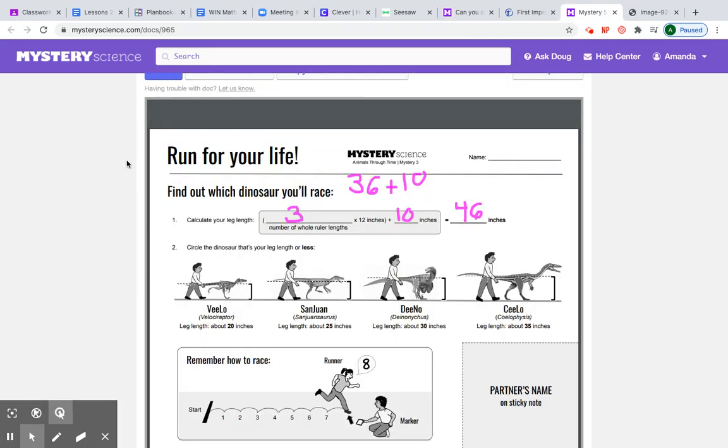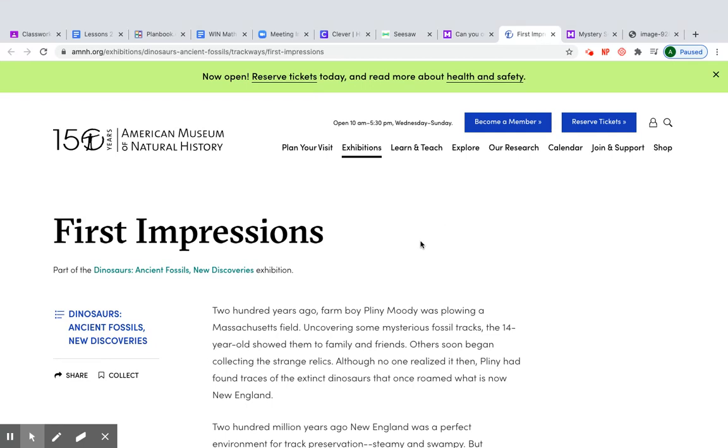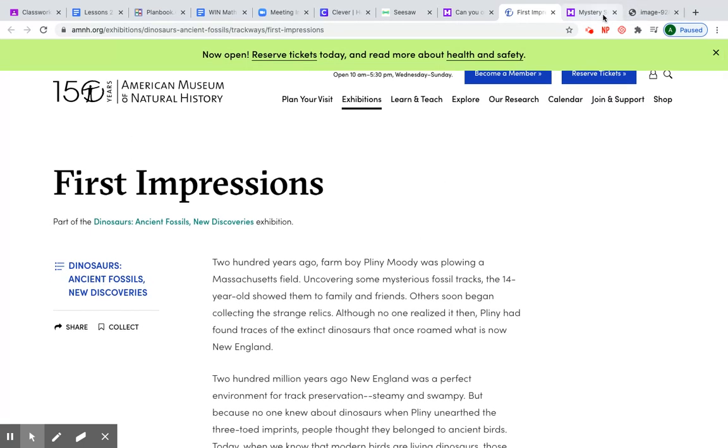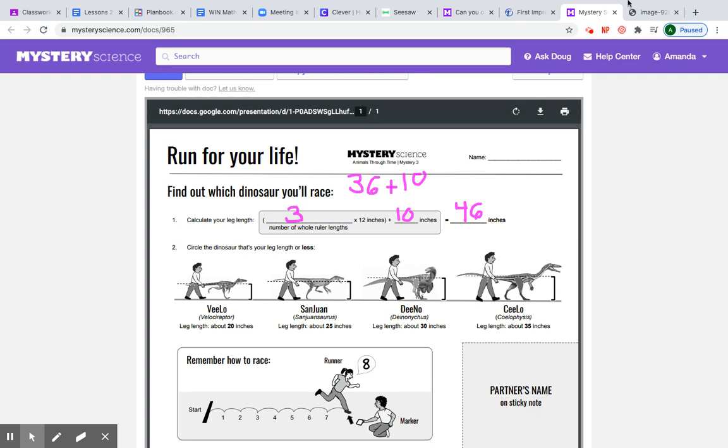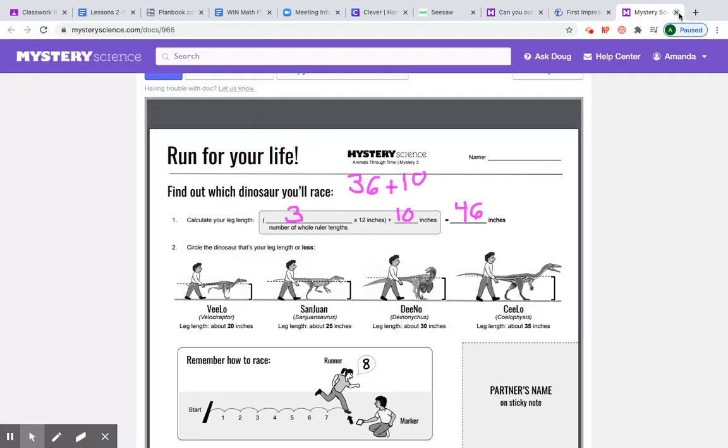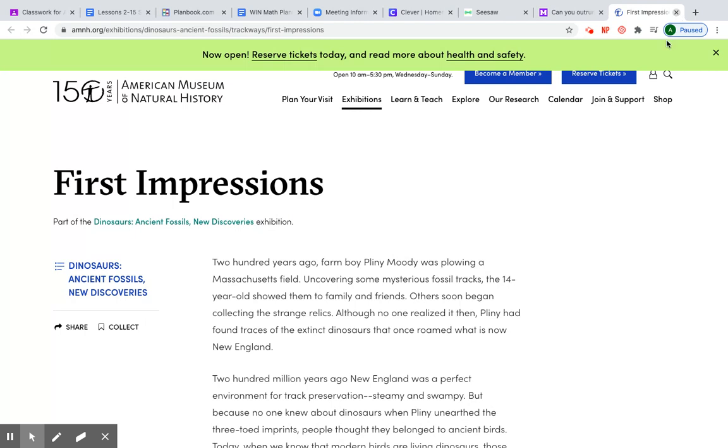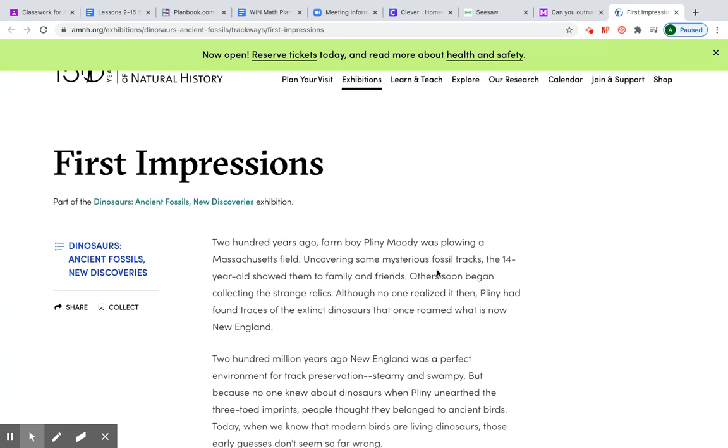Okay. So in the meantime, we're going to read a story today. This is called First Impressions, and it's the story of dinosaur footprints. All right? 200 years ago, farm boy Pliny Moody was plowing a Massachusetts field. Uncovering some mysterious fossil tracks, the 14-year-old showed them to family and friends. Others soon began collecting the strange relics.